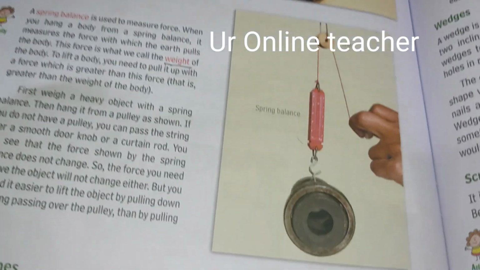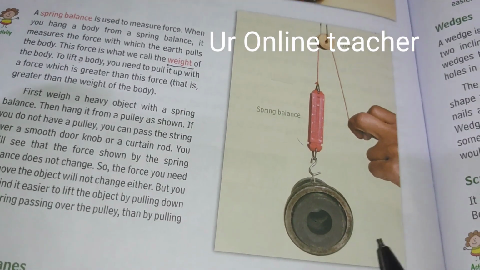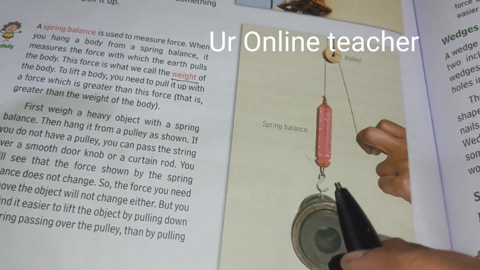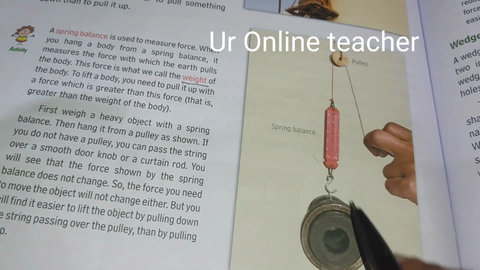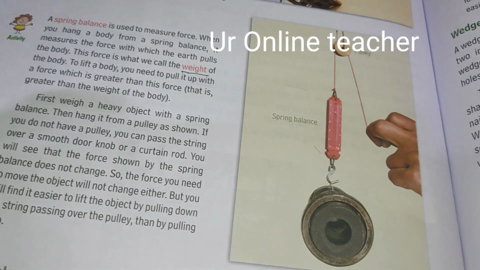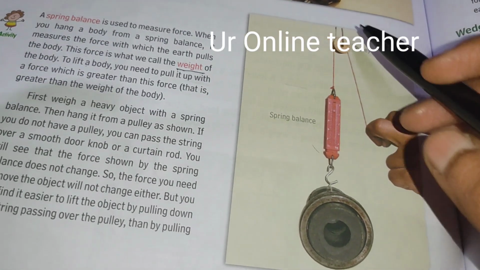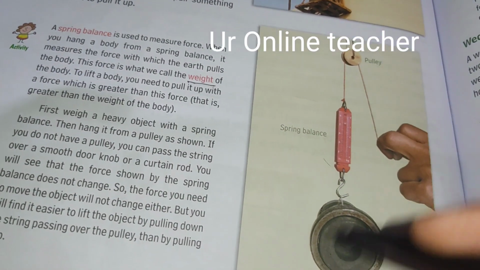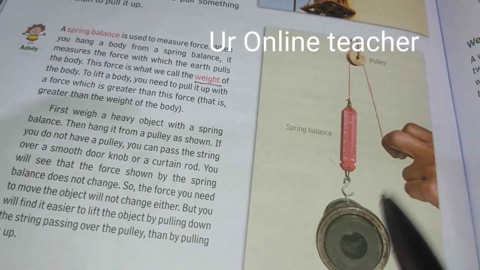First weigh a heavy object with a spring balance. Then hang it from a pulley as shown in the figure. If you do not have a pulley, you can pass the string over a smooth doorknob or a curtain rod. You will see the force shown by the spring balance does not change.